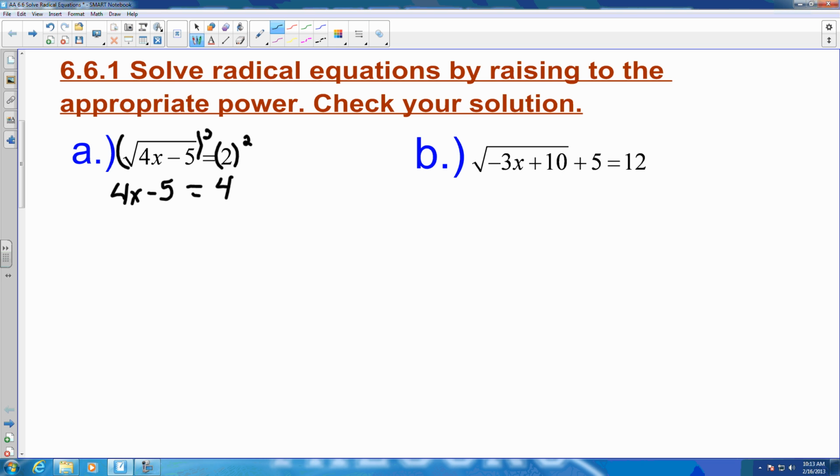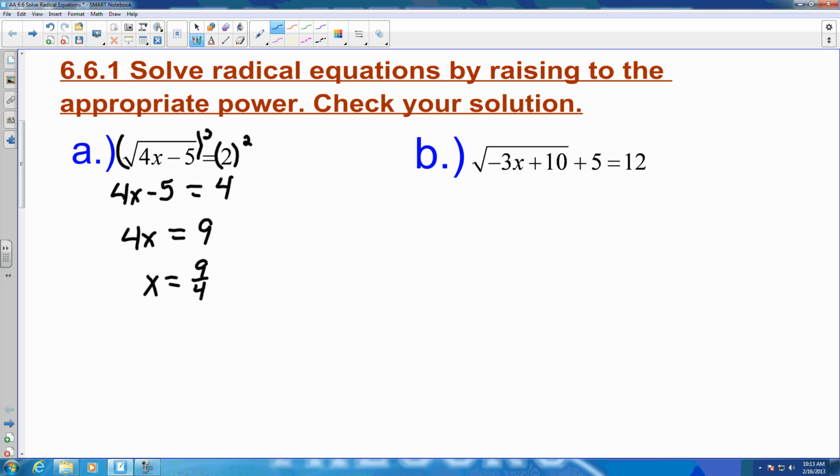Now from here, I just solve for x. So I'm going to add 5 to both sides, so it's 4x equals 9. And then dividing both sides by 4, I get x equaling 9 over 4. Okay?